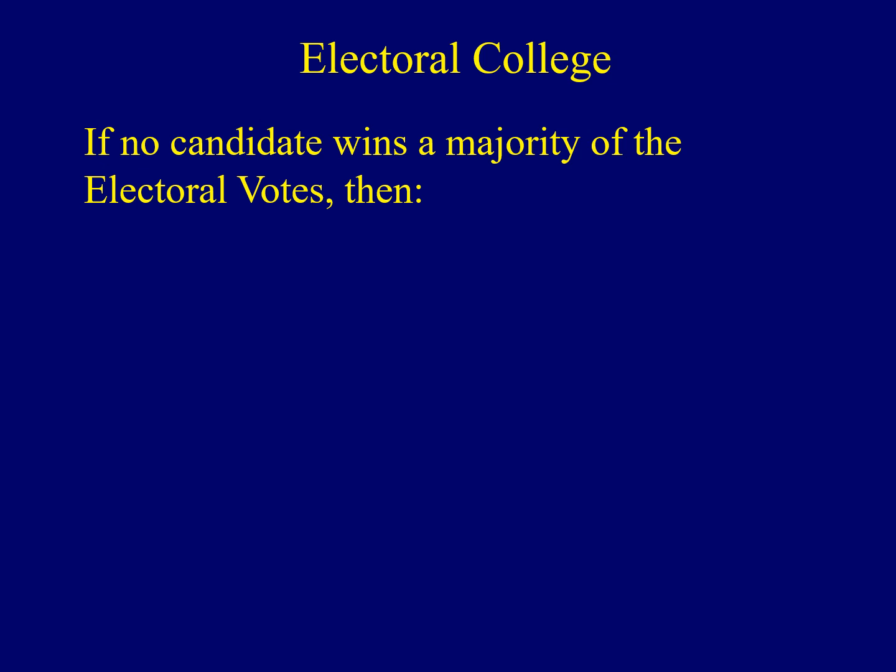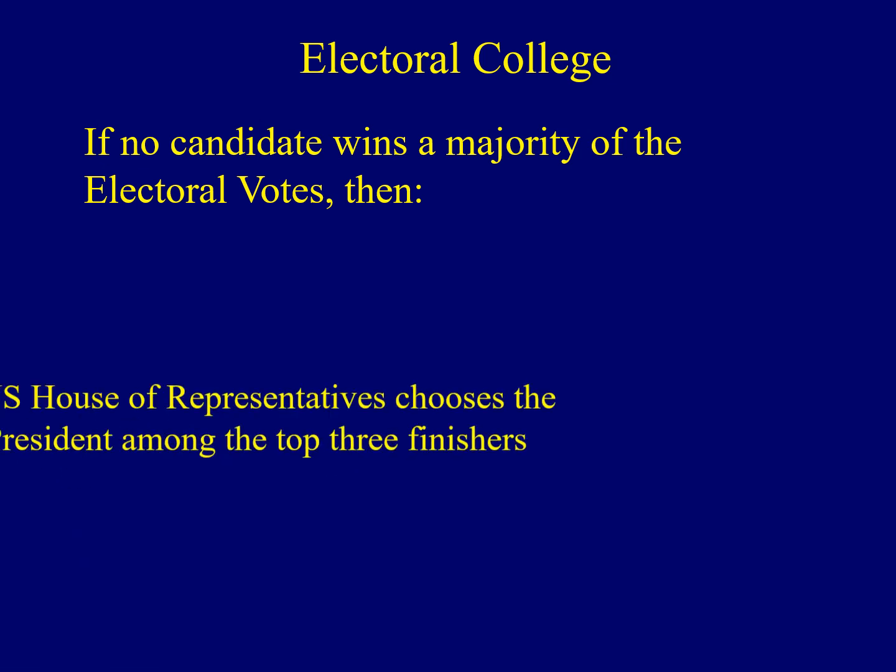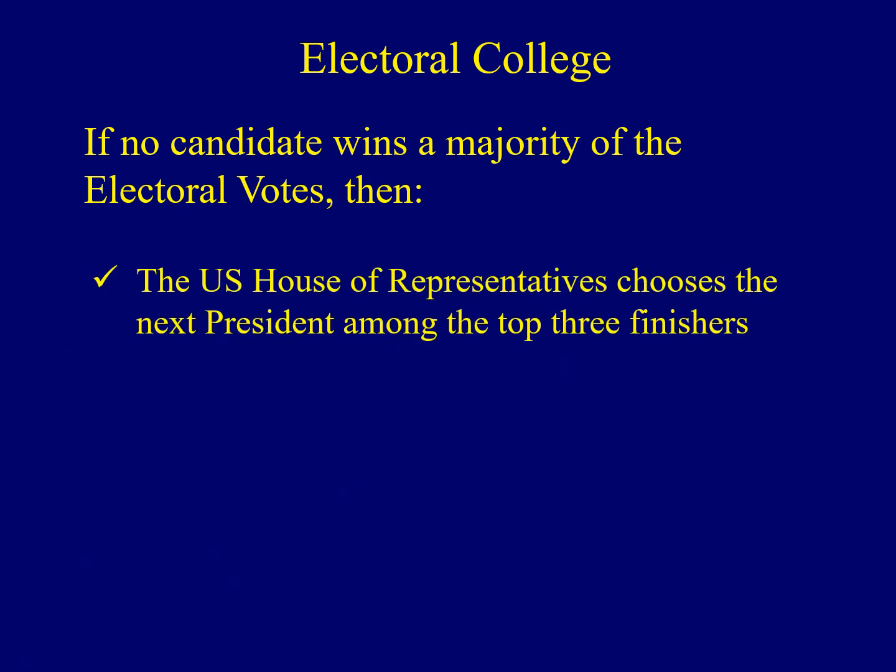Now, earlier in the lecture, I said, in order to win a presidential election, a candidate must win a majority of electoral votes. Well, what if there are a whole bunch of people who run for president and no one wins a majority? Well, the Constitution has a solution. The United States House of Representatives would pick the next president among the top 3 finishers in electoral votes.